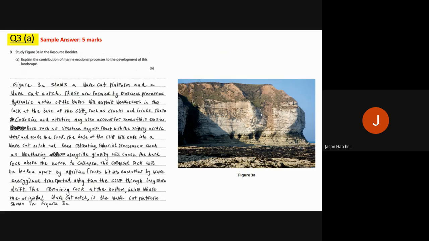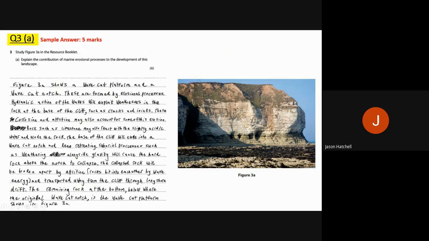Now on screen, there is a sample answer that was given 5 marks out of 6. Let's just have a quick discussion through it. So it mentions a wave cut platform straight away and a wave cut notch at the bottom, which you can see very clearly. It mentions that that's been caused by erosional processes in the ocean, hydraulic action. It mentions the cracks and joints in the rock. It also talks about this rock being limestone, so it's easier eroded because it's acidic. It also says weathering has had an impact at the top, as you can see here. It also talks about gravity causing the rocks and the soil to collapse.